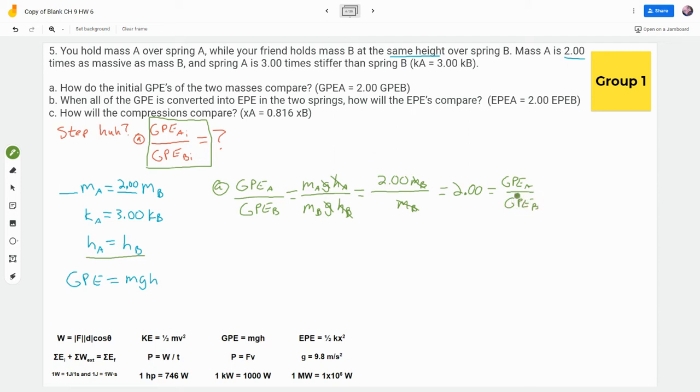GPE-A over GPE-B. You could write it like that, or you could write it the way I wrote it up here. I'm not going to rewrite it. Let's save a little bit of time. You could write it like that, multiply both sides by GPE sub B, and you get that.